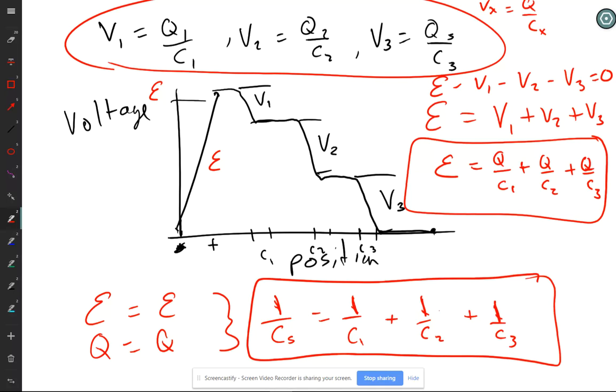When you put capacitors in series, you're always going to end up with the equivalent capacitance being a smaller value than the smallest of the ones you started with. So putting capacitors in series makes for smaller capacitance. So if you have a couple big capacitors and you need something smaller, combining them in series will allow you to make something smaller out of the bigger ones.